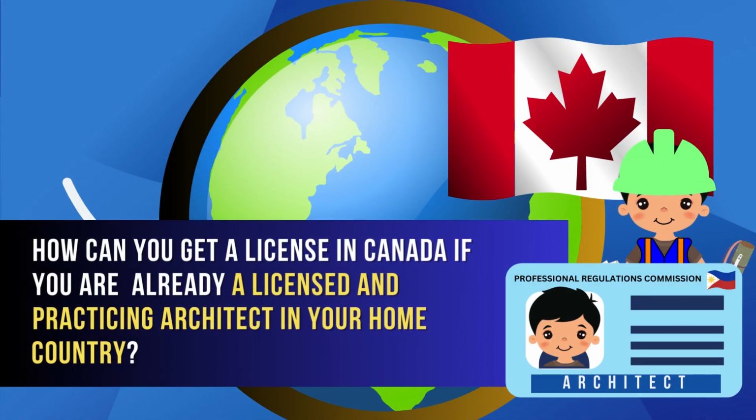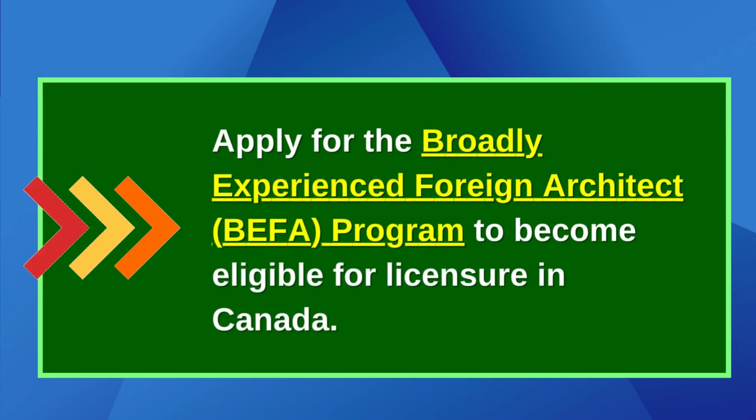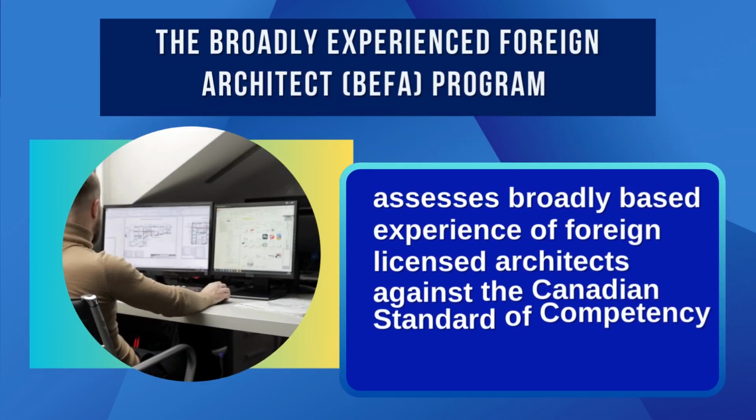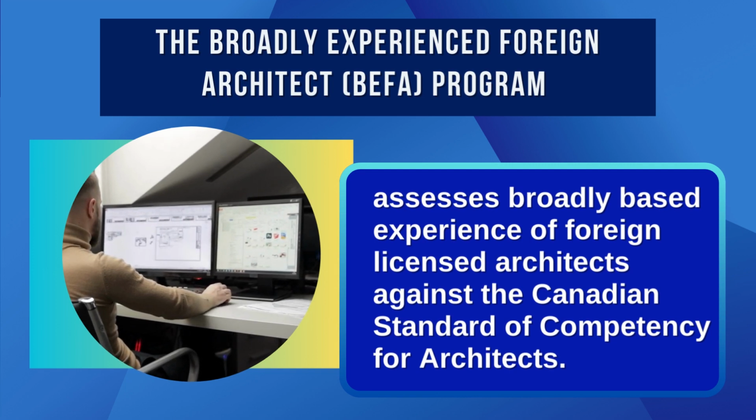Now, if you are wondering how you can get a license in Canada if you are already a licensed and practicing architect in your home country, the process is pretty straightforward. All you have to do is apply for the Broadly Experienced Foreign Architect program to become eligible for licensure in Canada. The BEFA program assesses broadly based experience of foreign licensed architects against the Canadian Standard of Competency for Architects.